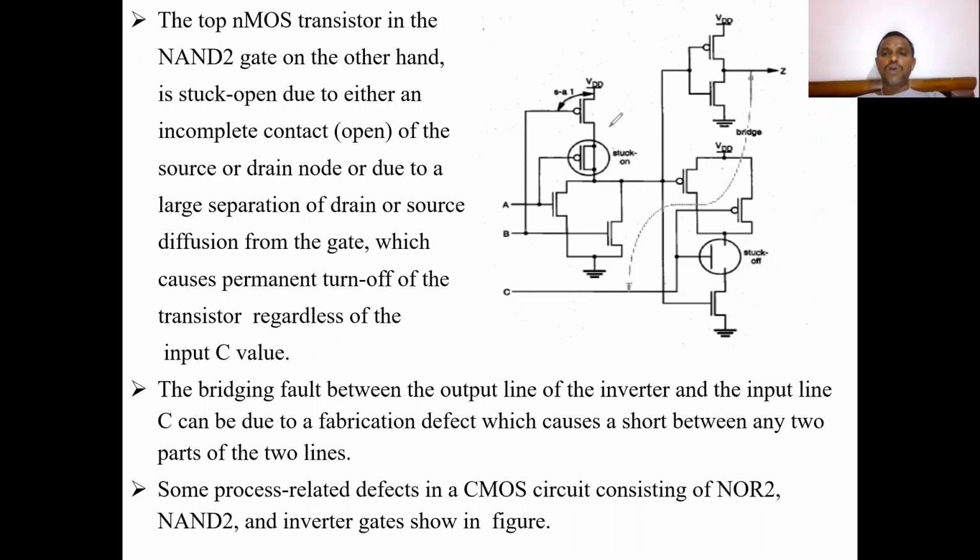So if you observe here, once it is stuck off, the transistor is permanently off, because there is no connection between all the terminals. Due to that, we will get the problem. So due to a large separation of drain or source diffusion from the gate, there is a permanent turn off of the transistor regardless of the input C value. Whatever the input value may be, there is no effect of that input value because it is already stuck off. So the fault we get here is stuck off.